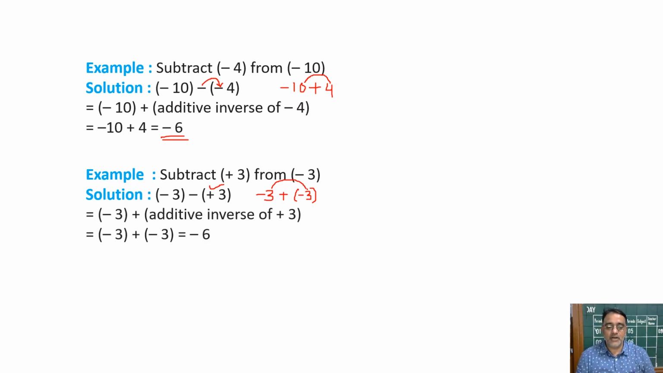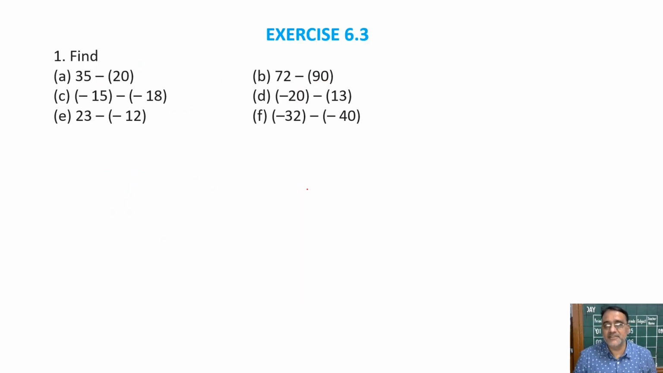Right? So now we are going to start exercise 6.3. So let us start with the first question. Find 35 minus 20. Now see here, we can write 35 minus 20 directly because this is simple subtraction, and 35 minus 20 is 15. Okay.